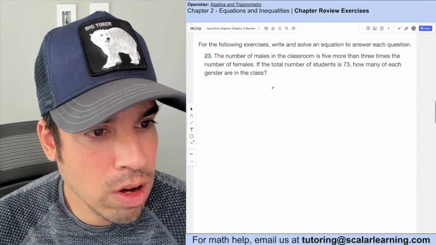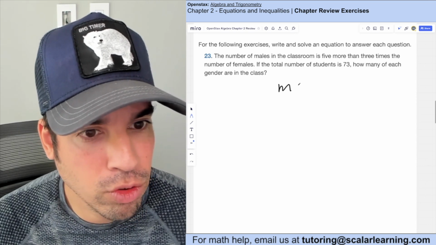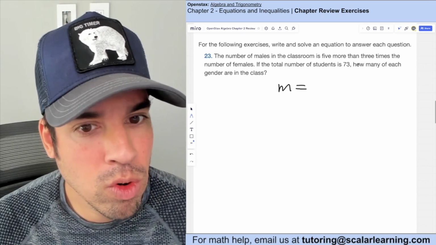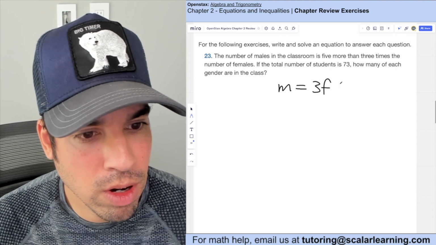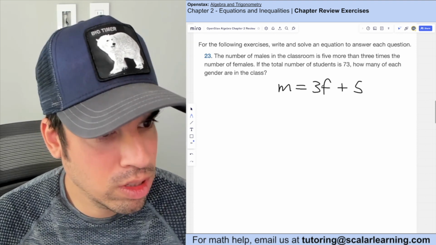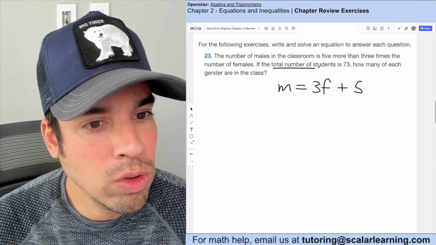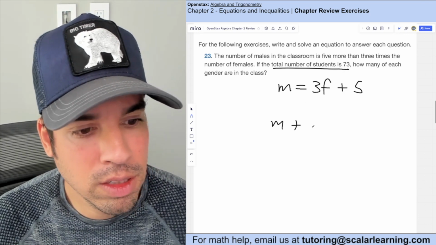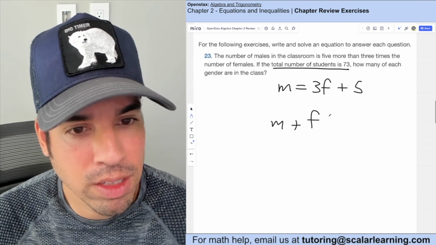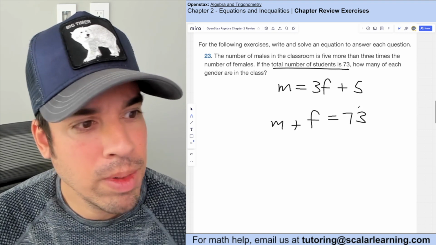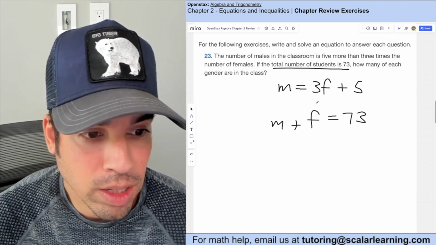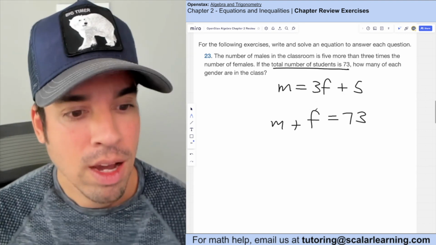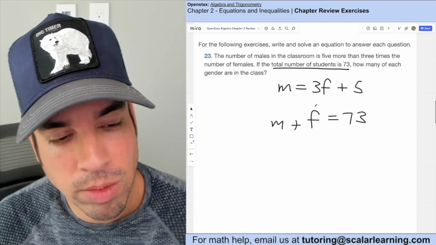So here we're going to write an equation to solve the question. It says the number of males in a classroom is 5 more than 3 times the number of females. So that's 5 more than 3 times the number of females. If the total number of students is 73, meaning M plus F equals 73, how many of each gender are in the class? Guess what? I got a system of equations. I can solve this however I want using elimination or substitution.